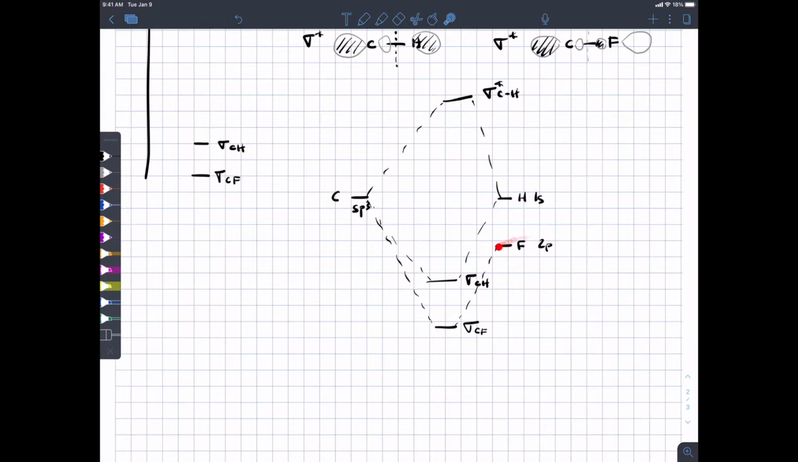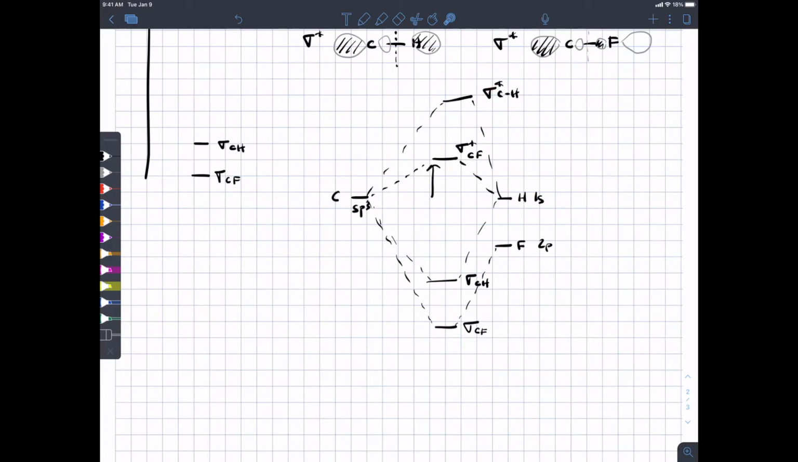Now, you started out lower to begin with, so the orbital that you make is still lower in energy than the carbon-hydrogen bond. But what this means is the sigma star antibonding orbital for the carbon-fluorine bond isn't going to be as high above carbon as the sigma CH antibonding orbital is.